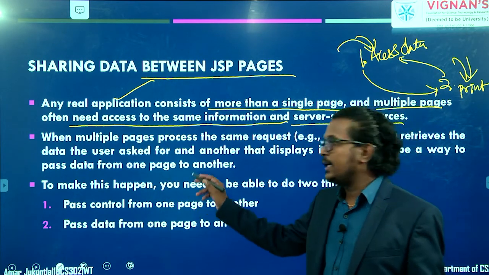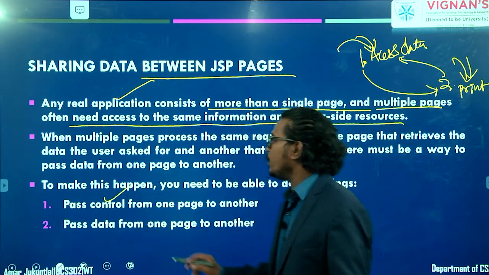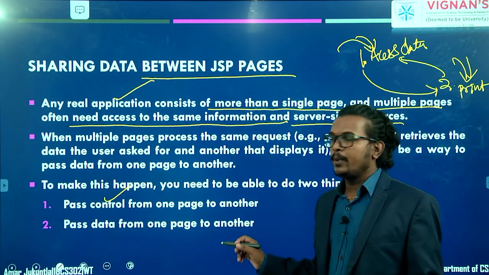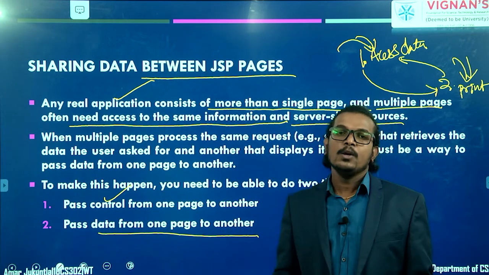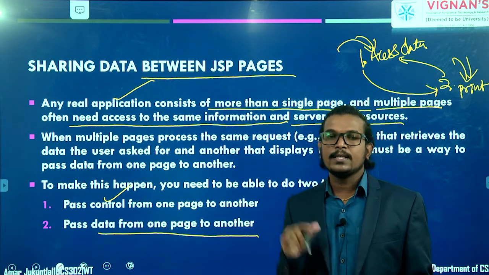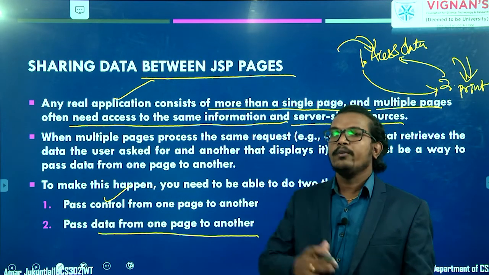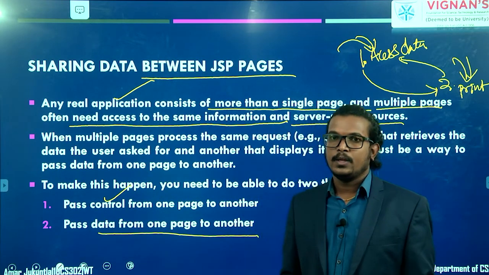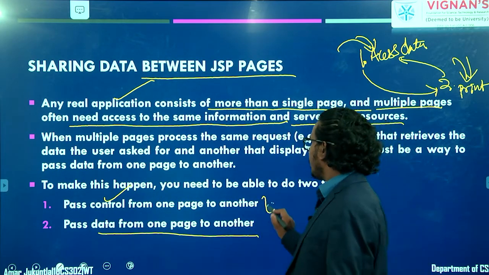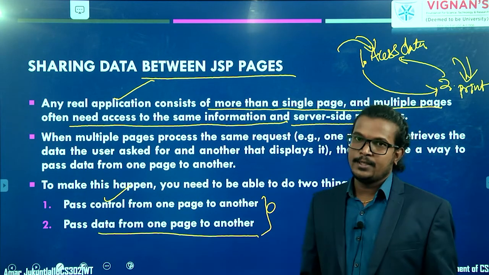So for handling that, we have two things. First, we pass the control from one page to another page, and we pass the data from one page to another page. First we pass the control. Once passing the control is done, then only we pass the data from one page to another page. Clear? That is what we are going to talk about in sharing the data between the JSP pages.